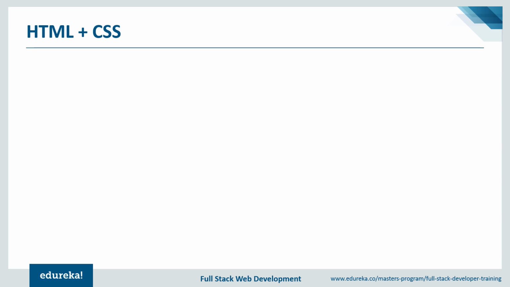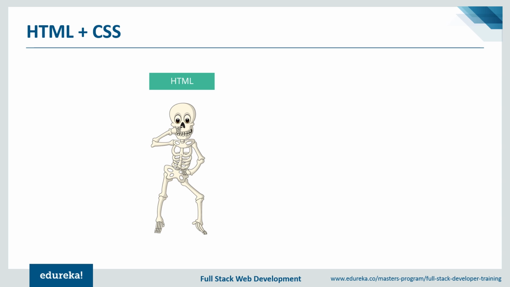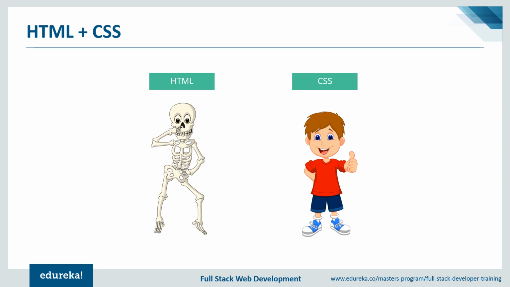Now let's look at an analogy to understand how HTML and CSS work. You all need to understand the relationship between HTML and CSS in order to understand how a website can be built using them. Think of HTML as the skeleton of your web. It basically defines the structure of the web. On the other hand, CSS is like our clothes. We put on fashionable clothes to look better. Similarly, the web uses CSS for styling purposes.